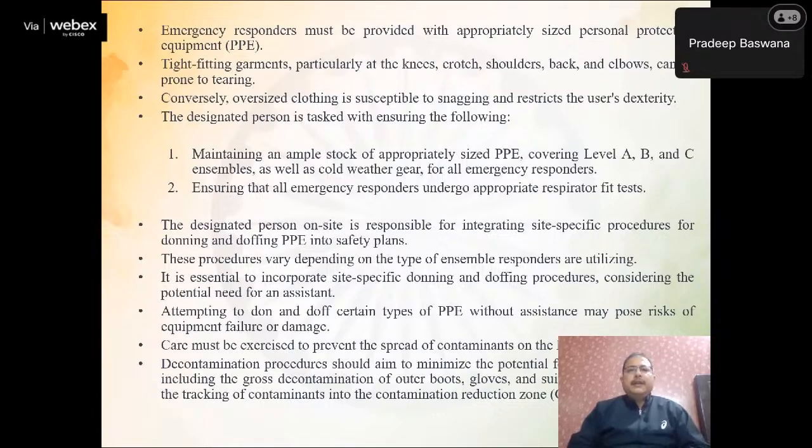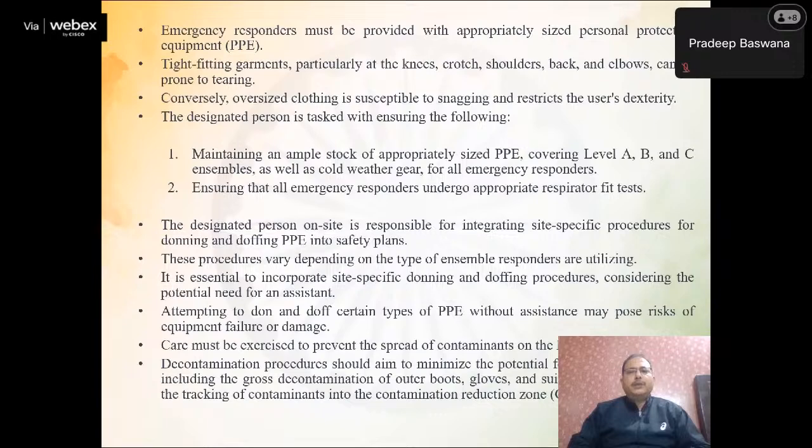So in this case, maintaining an ample stock of appropriately sized PPE covering levels A, B, and C, as well as cold weather gear, for emergency responders, and ensuring that all emergency responders undergo appropriate respirator fit tests. So it is again a big thing that everybody should practice in advance before going to site. It is not like you see any PPE and just wear it as a cloth and go into the site. The designated person has the responsibility to allow anybody to enter the zone and domain.